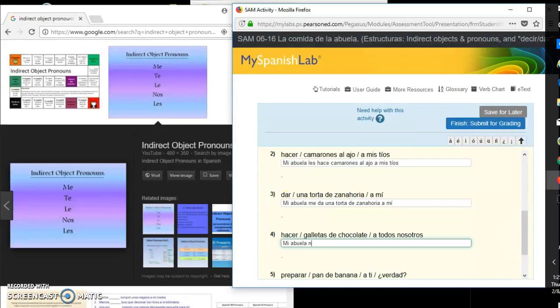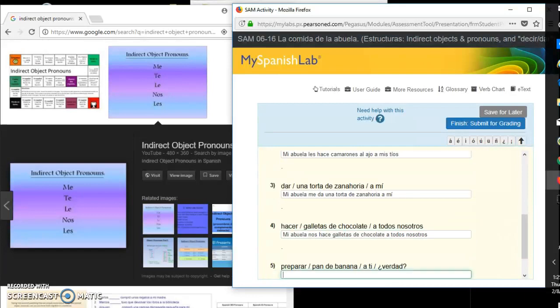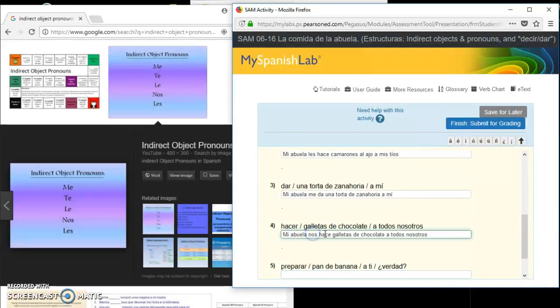Mi abuela nos hace galletas de chocolate a todos nosotros. Comes before the conjugated verb. Nos, for it's being done to us.